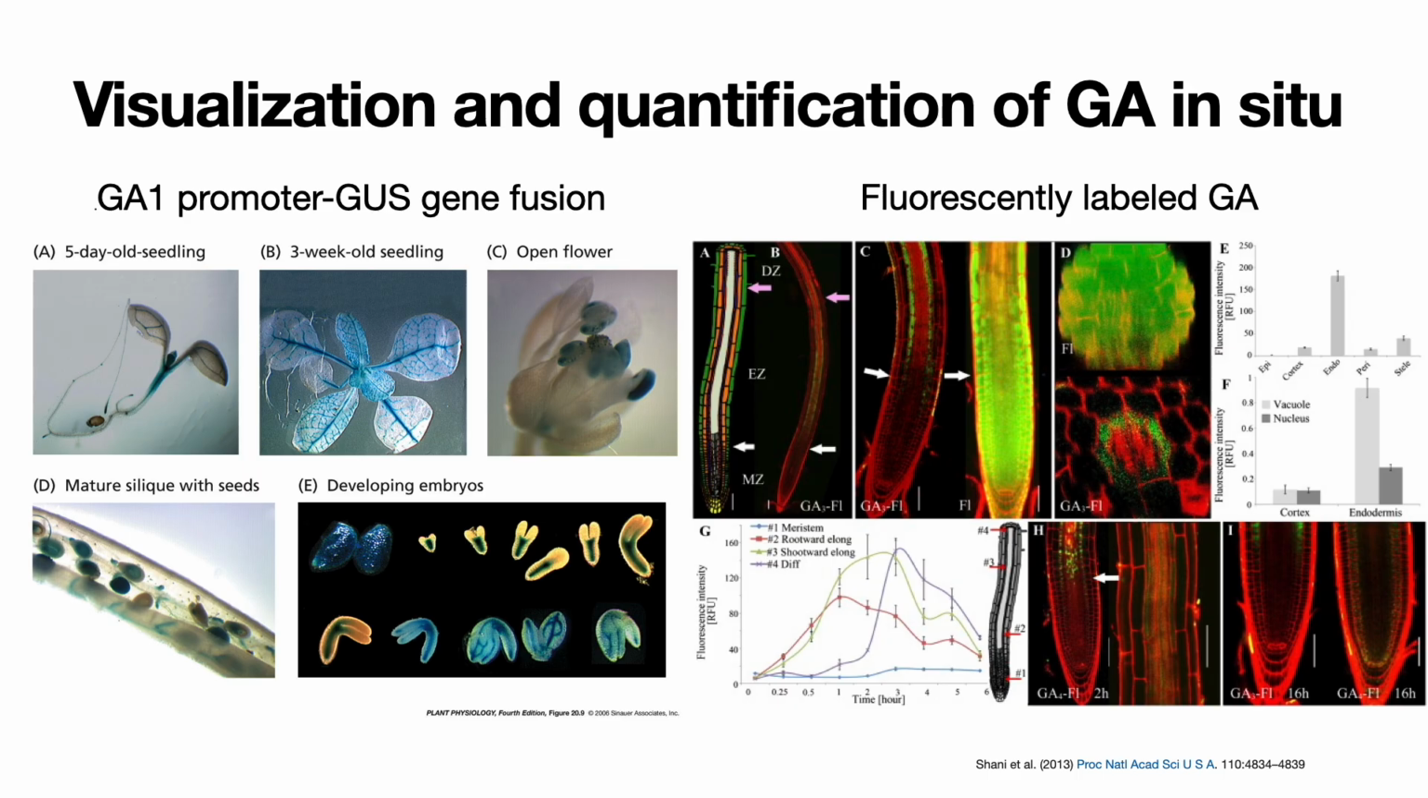In addition to measuring gibberellin concentrations by chemical means, such as LC-MS, we can also visualize gibberellin concentrations in situ. Two methods shown here are the use of a GA1 promoter GUS gene fusion in Arabidopsis that shows gibberellin concentrations in blue. On the right, fluorescently labeled GA was constructed to be able to better quantify GA directly in different tissues and cell types. You can read more about this in the paper by Shani et al. in the Proceedings of the National Academy of Sciences, listed here.